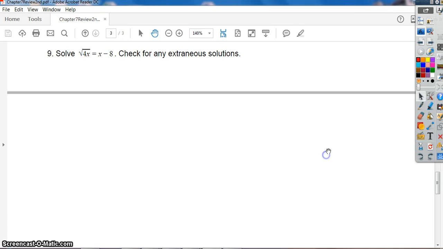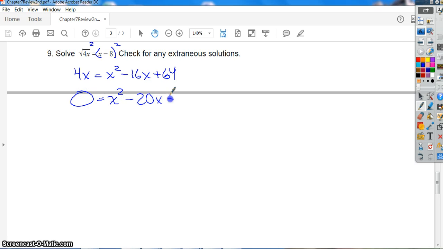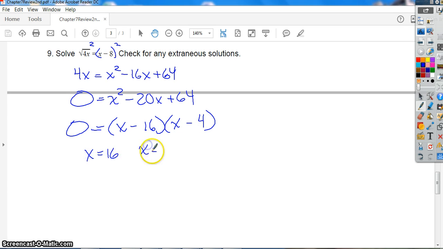All right, coming down the main stretch, let's go ahead and solve number 9. I'm going to square both sides. Make sure you FOIL the right side. So this is x squared minus 16x plus 64. I'm going to set this equal to 0, which means I subtracted that 4x over. So I'm going to want two numbers that multiply to be 64 and add up to be 20. And those are my two. So x is 16, x is 4. Make sure they both work.